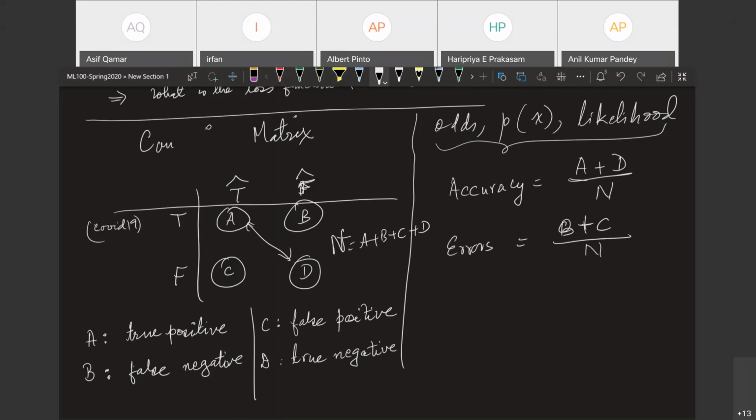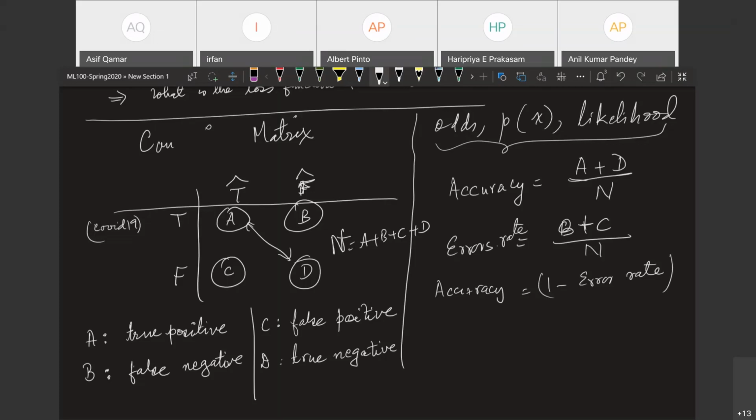So far, so good, guys. I hope accuracy is what proportion you got right. Error is, of course, what proportion you got wrong, right? So accuracy is 1 minus the error rate. Would you agree? You can just add up these two things and see this is true.